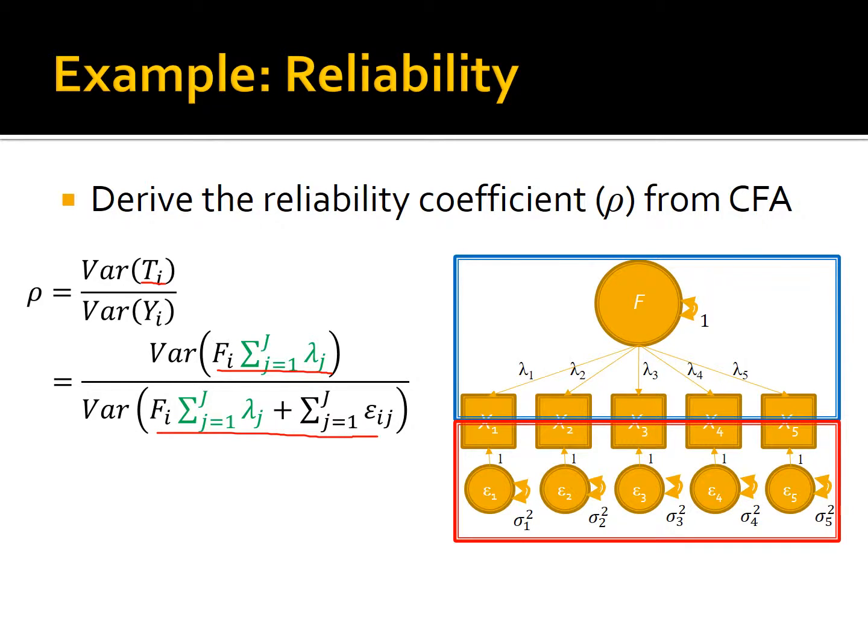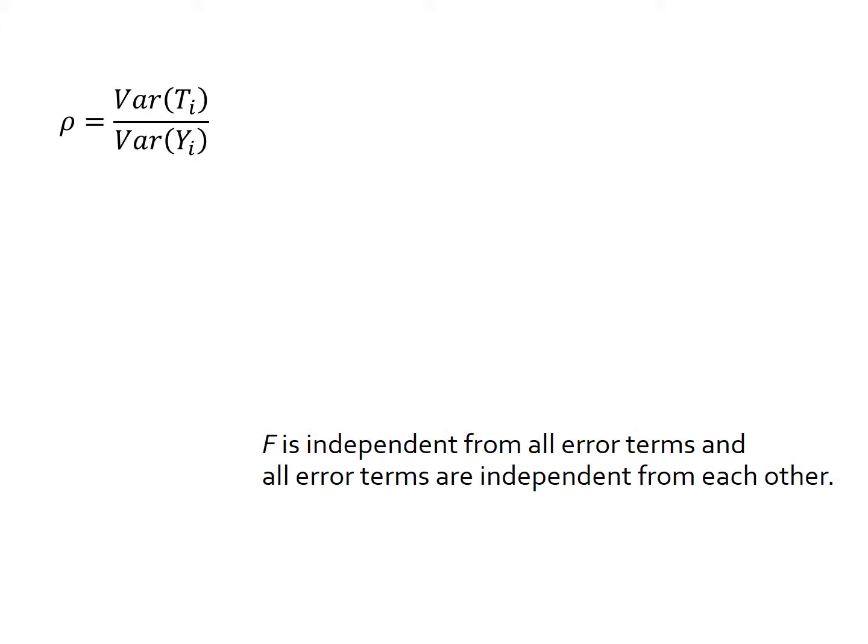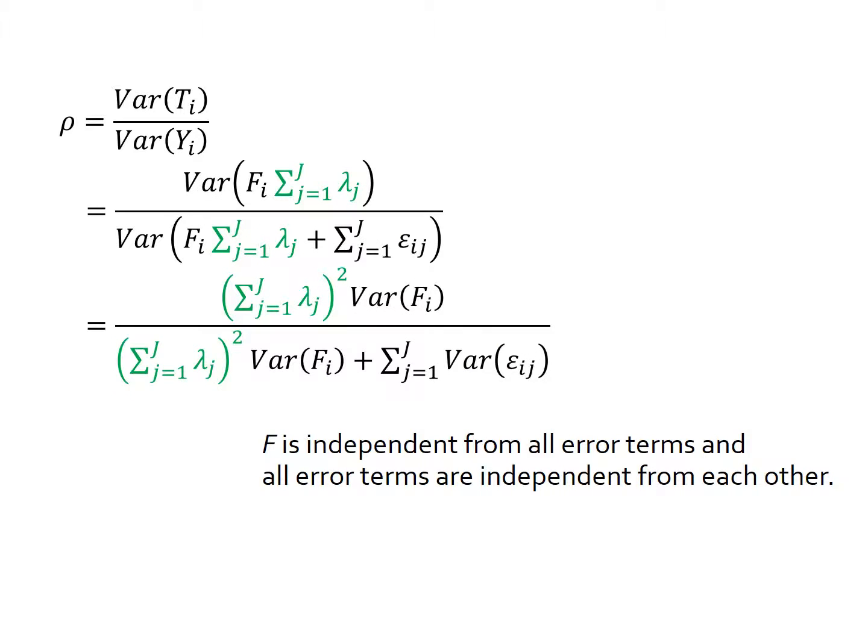Which is this from the previous slide, and the variance of y equal to this. Okay, so this is the true part. So we need to derive the formula, and this is the error part. Because f is independent from all error terms, and all error terms are independent from each other, from this equation we can isolate sigma, the sum of all factor loadings, out from the variance term. So don't forget to have the square term.